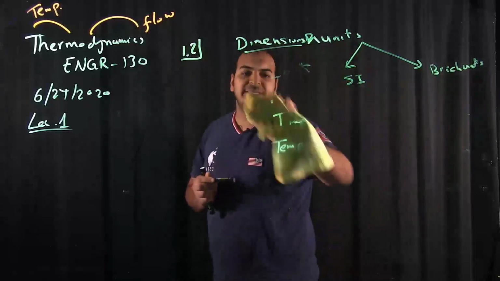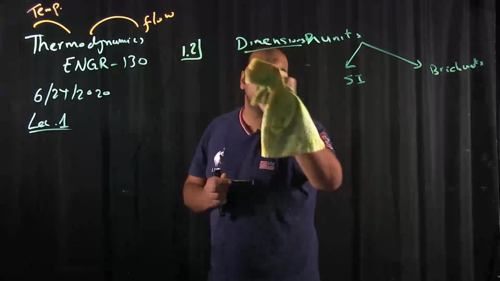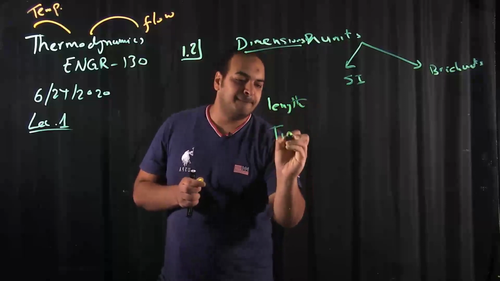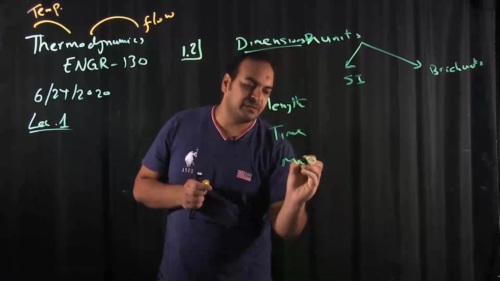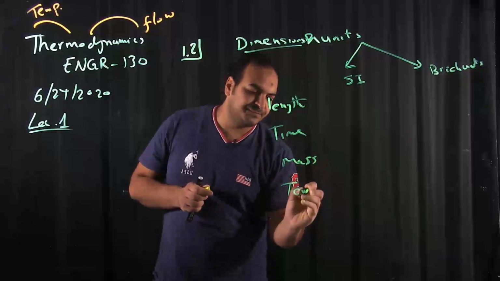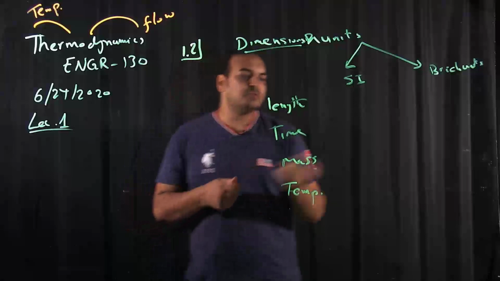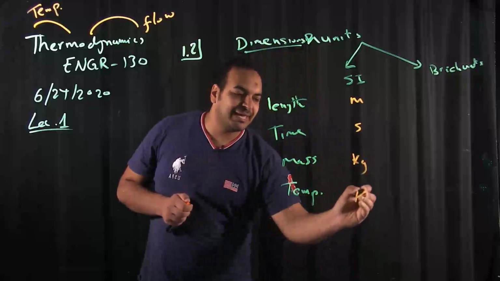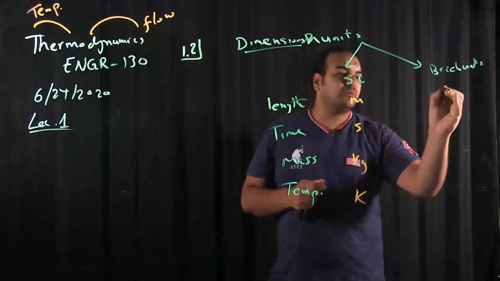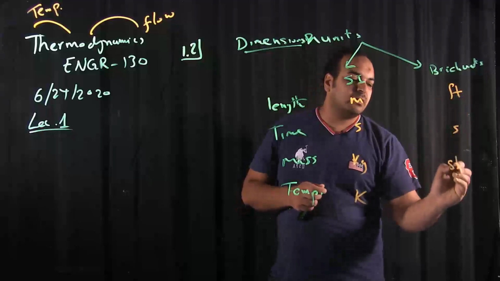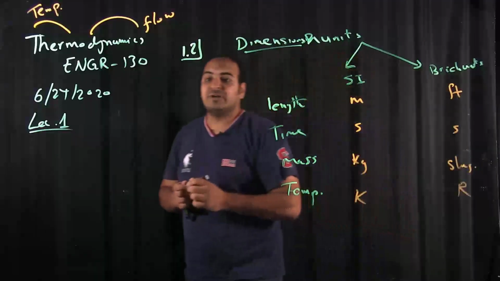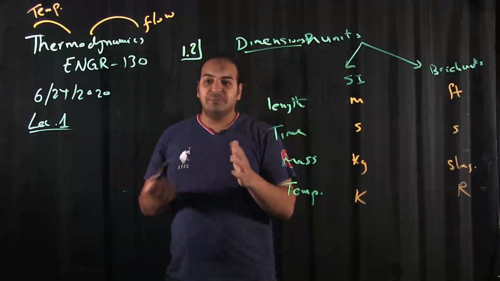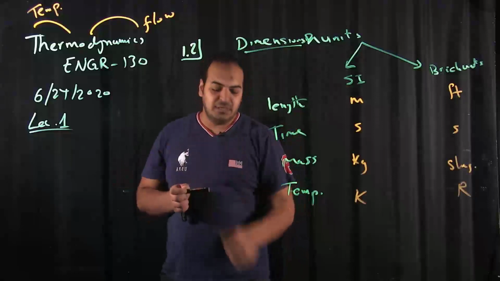For example, for length, for SI we use the meter, which is the standard length scale. So for length, time, mass, and temperature in SI, we use meter, for time second, for mass kilogram, for temperature Kelvin. While for British units, we use feet, second, slug, and Rankine. These are the 4 basic standard units used in any problem: solid mechanics, fluid mechanics, thermodynamics.